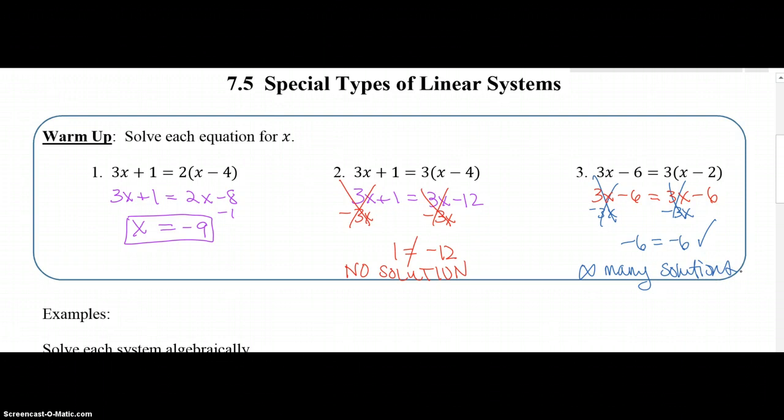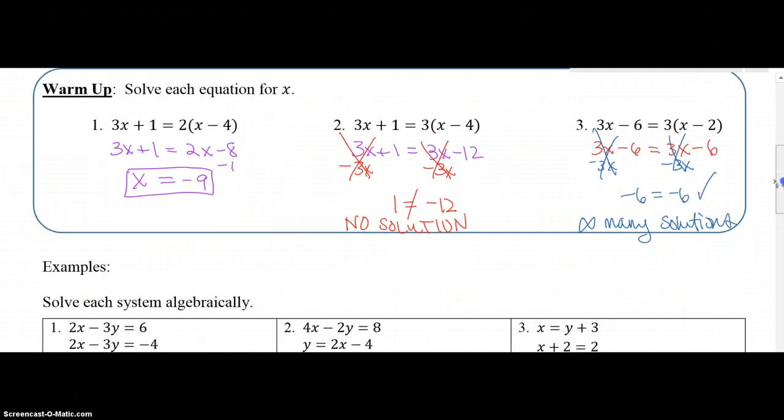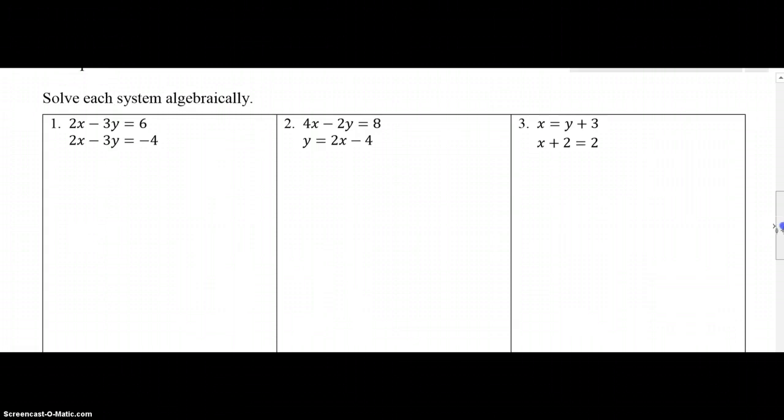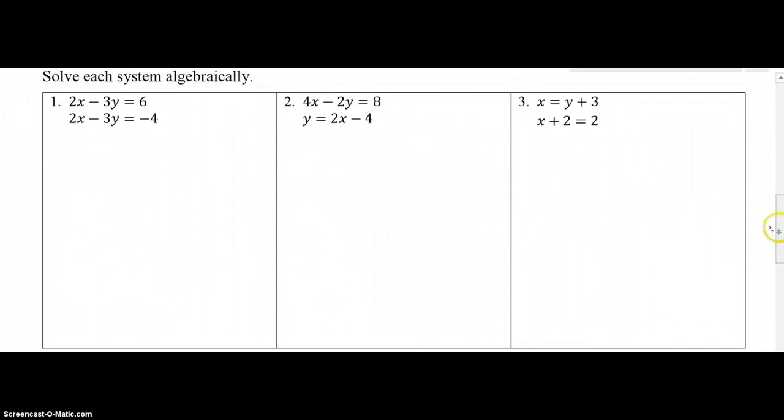So when we were solving these equations, we had the option of having one solution, no solution, or infinitely many solutions. And that's what we're going to have today too when we solve a system of equations. So let's look at this next section here. It says solve each system algebraically. So that means substitution or elimination.